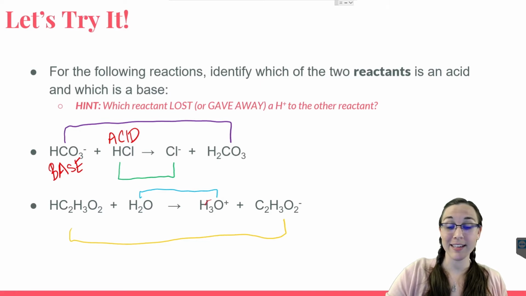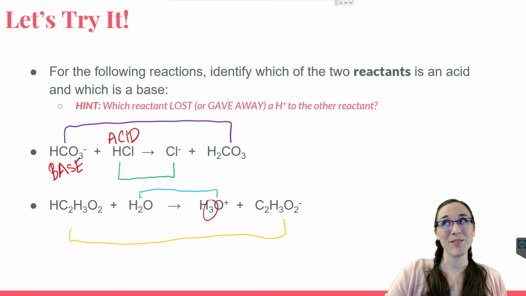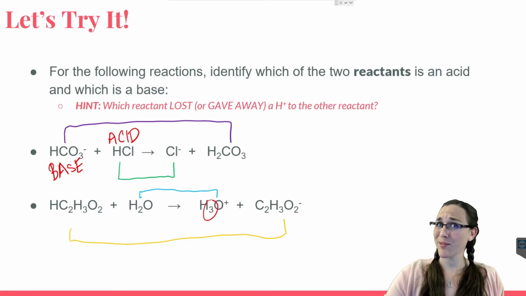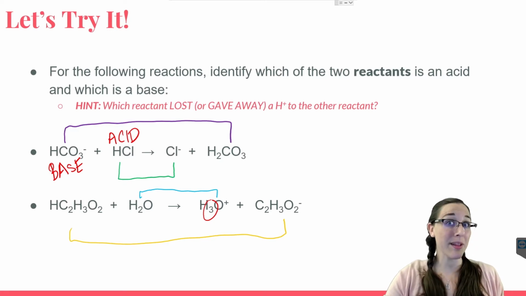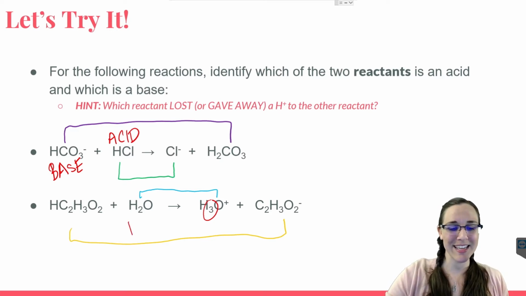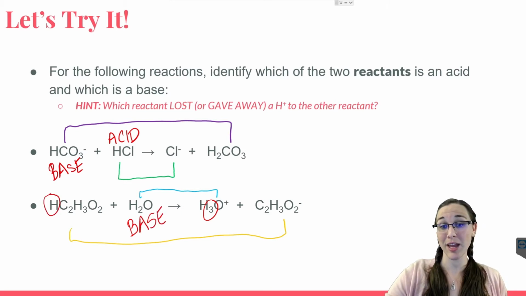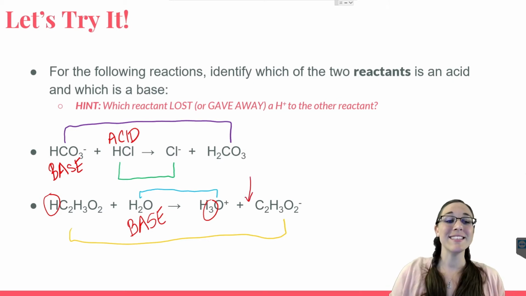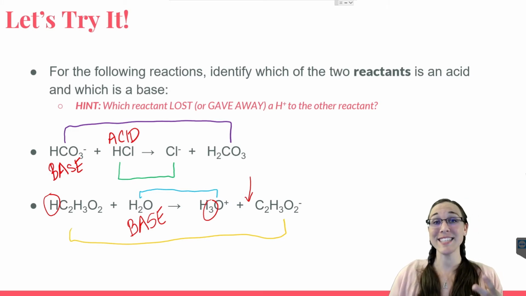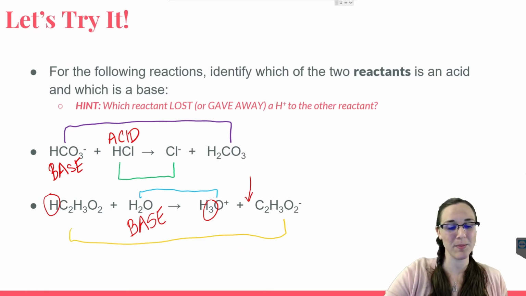water gained an H. In this case, whenever you gain an H, that means you had to take it from somewhere. That means you had to be a bully. So water here is acting as the base. It's a bully. It took the H from HC2H3O2, because notice it's missing that on the product side. Since HC2H3O2 lost that H, it gave away the H, it donated the H. That means it must be acting as the acid.